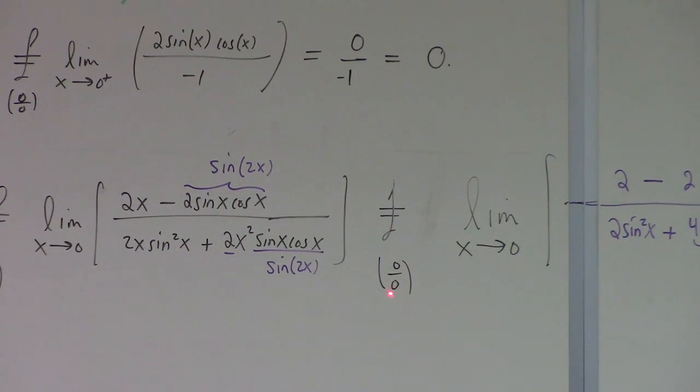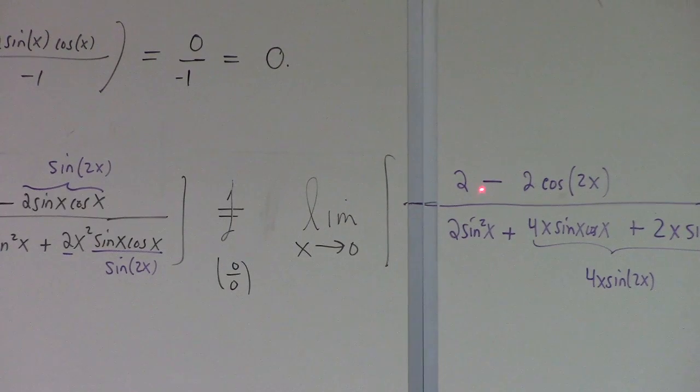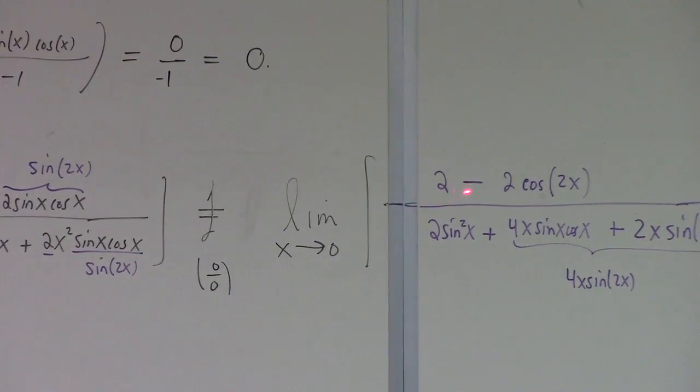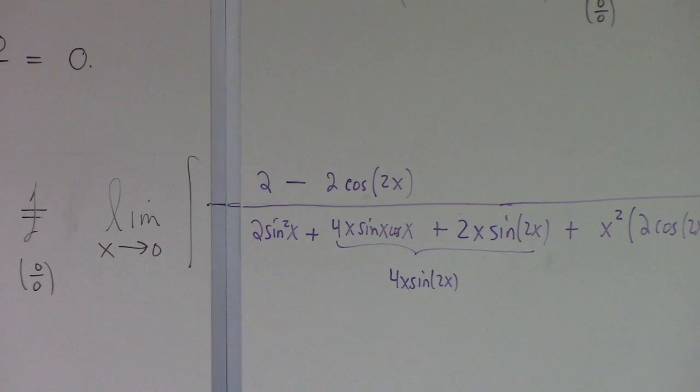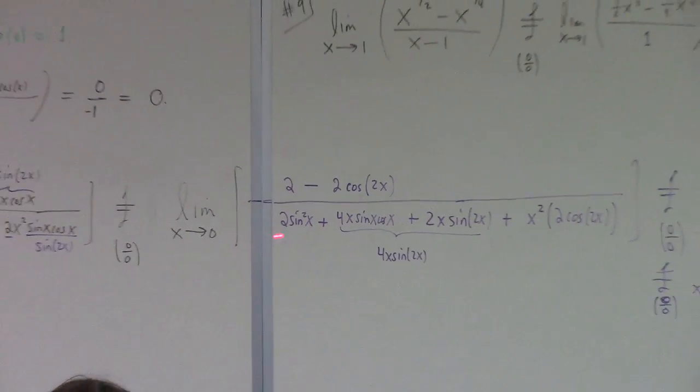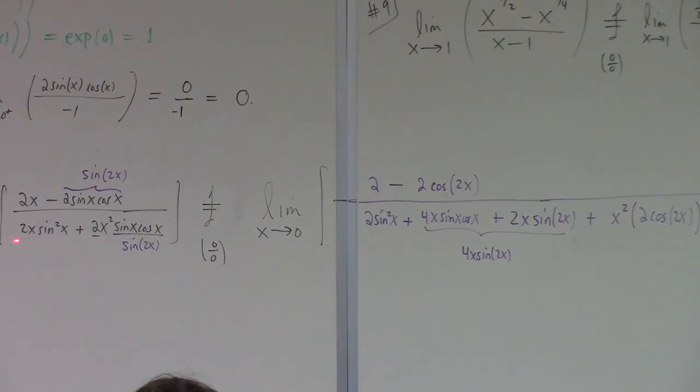All right, then we apply L'Hopital's rule again. Upstairs, I get 2x differentiates to 2, sine 2x differentiates to, there's a minus here, minus 2 cosine 2x by the chain rule. Downstairs, product rule on this gives me 2 sine squared x plus 4x sine x cosine x by the product rule just on that first term.